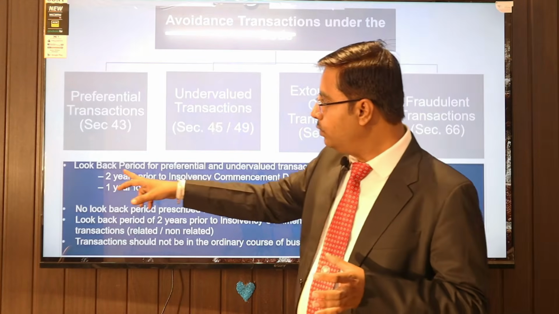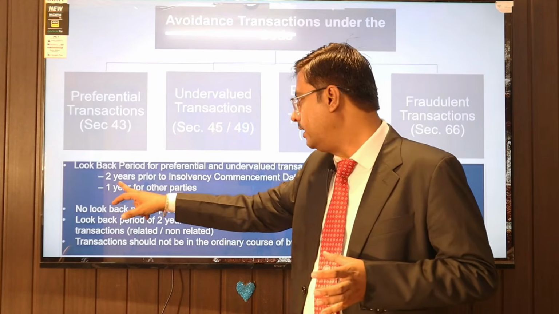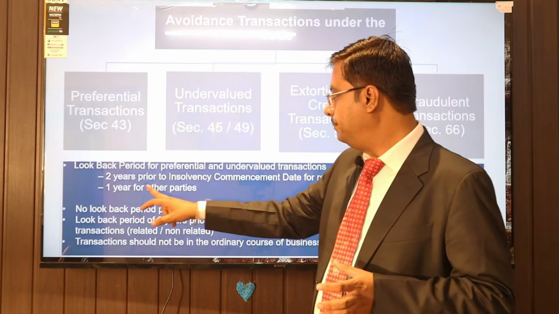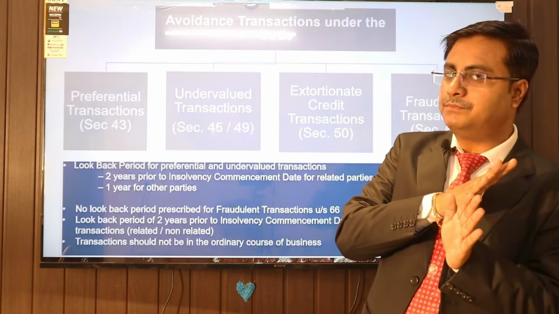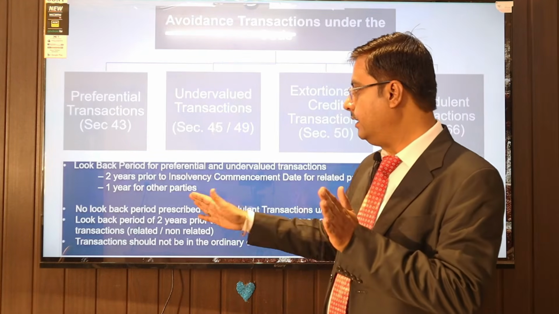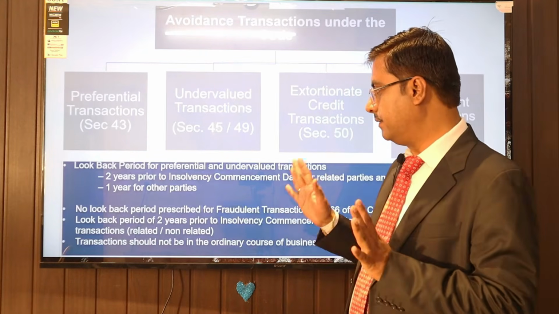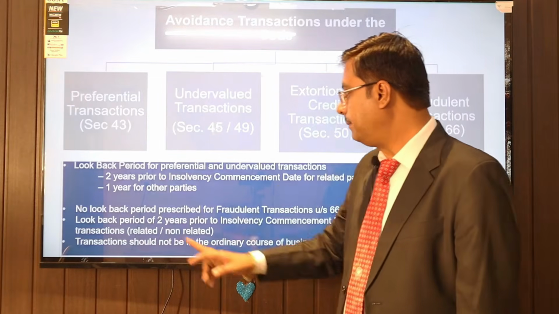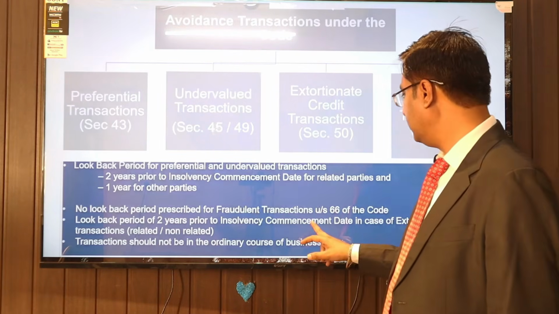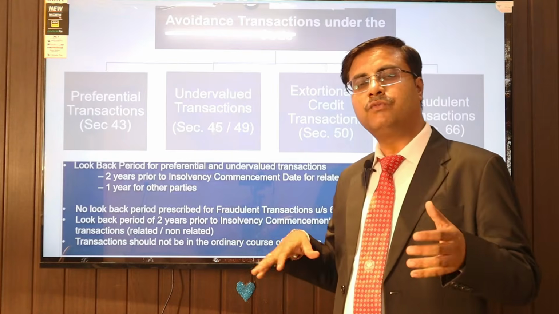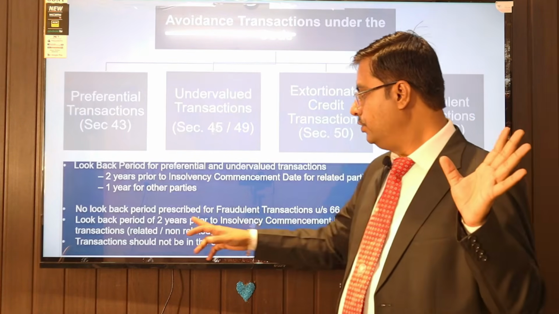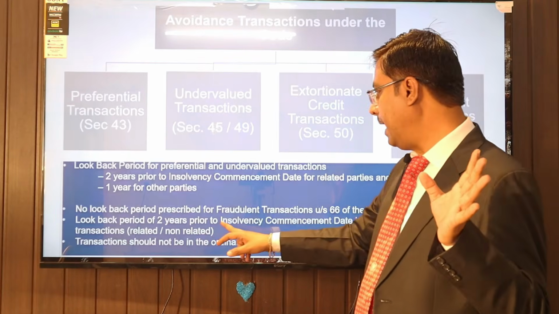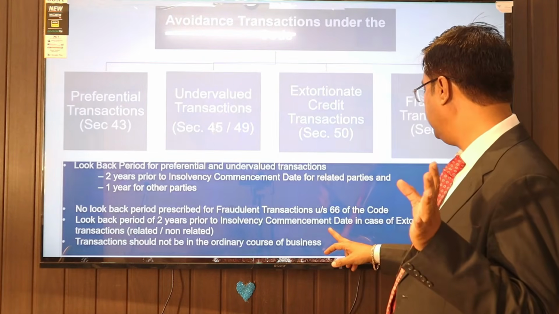तो यहां पर आपको लुक बैक पीरियड है 2 ईयर, राइट, 1 ईयर इन अदर. रिलेटेड पार्टी के केस में 2 ईयर तक आप जा सकते हैं बैक डेट में और अदर पार्टी के लिए 1 ईयर. नो लुक बैक पीरियड फॉर अ प्रिस्क्राइब फ्रॉडलेंट ट्रांजेक्शन. फ्रॉडलेंट ट्रांजेक्शन के लिए आप तो फॉरेंसिक ऑडिटर भी अपॉइंट करेंगे, वो कितना भी पीछे जा सकते हैं. So look back period of 2 years prior to the liquidation commencement date.